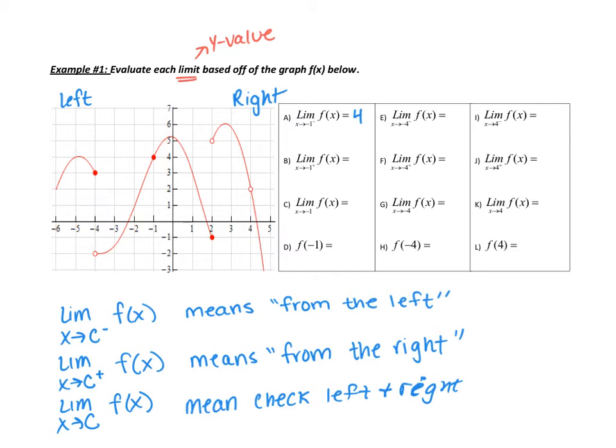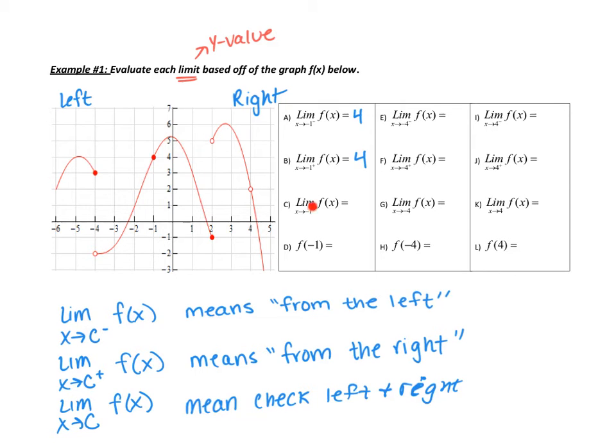Okay. Now the second question, same thing. Limit as x approaches -1, but now this plus means from the right. So go to the right of the graph, follow it. Again, I don't care that there's a jump, just keep following it. And we're at -1. What is that y value? You'll tell me 4.